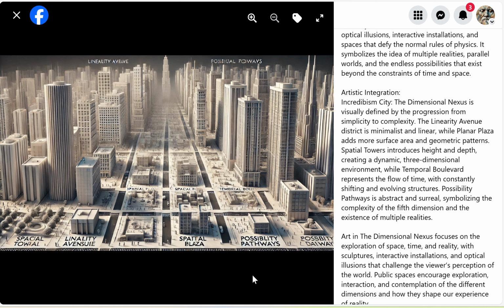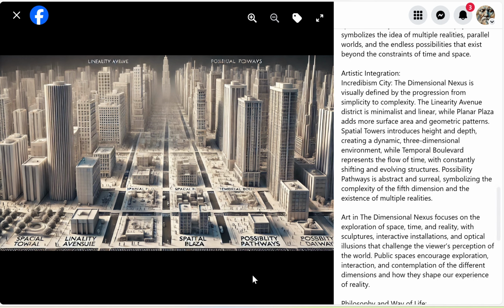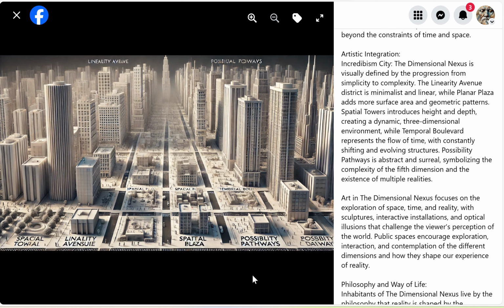Symbolism. The district reflects the fifth dimension's essence, endless possibilities and parallel realities. It embodies the idea that multiple outcomes coexist, and the choices we make influence which reality we experience.